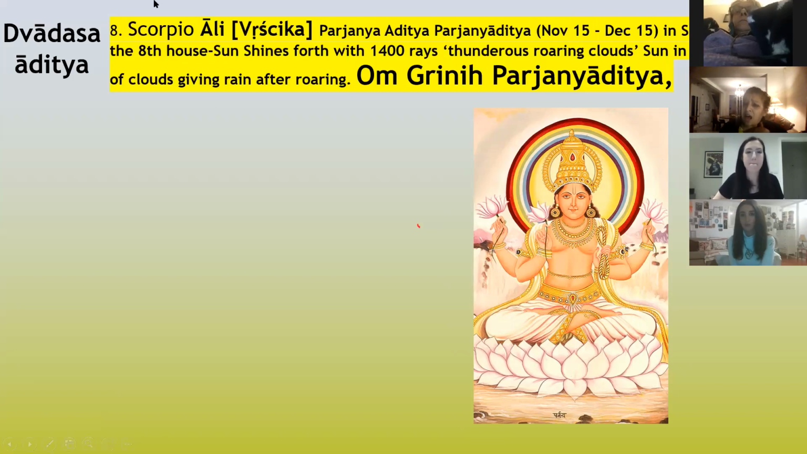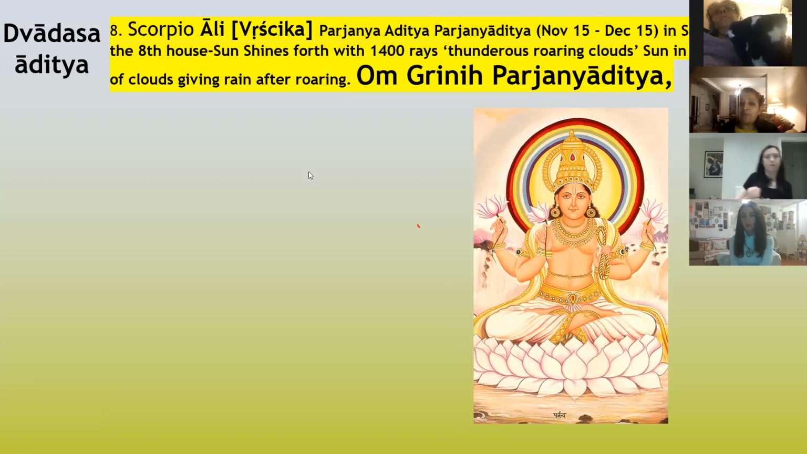Parjanya is associated with the thunderous roaring clouds, the sun in the form of clouds giving rain after roaring. Essentially, he's the creator of rains. When rains come, we feel cool, we feel nourished, and we feel like there are plenty of things to go around in terms of vegetation. That is what Parjanya does. He's like the rainmaker. He provides all the rain so that we don't die of drought and complete dryness and paucity of food, with nothing growing. That is the key job of Parjanya. And the mantra is Hom Grine Parjanya Aditya. That's the main mantra.